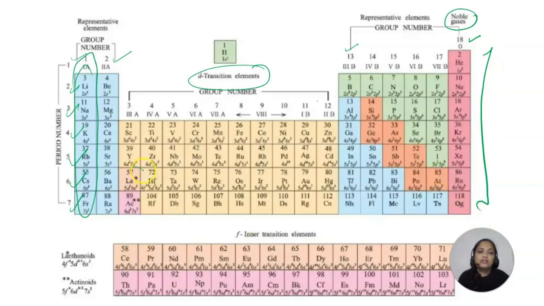And lanthanoids and actinoids are part of the 6th period and 7th period, but they are placed at the bottom. So this is just an introduction session of this chapter, because when you know how the elements are arranged in the periodic table, then we can talk about periodicity. Okay, we will talk about periodicity in our next lecture. So this is how our modern periodic table looks. Now we will talk more about the electronic configuration of the elements, the significance of group number and period number, and different blocks. So let us move ahead.